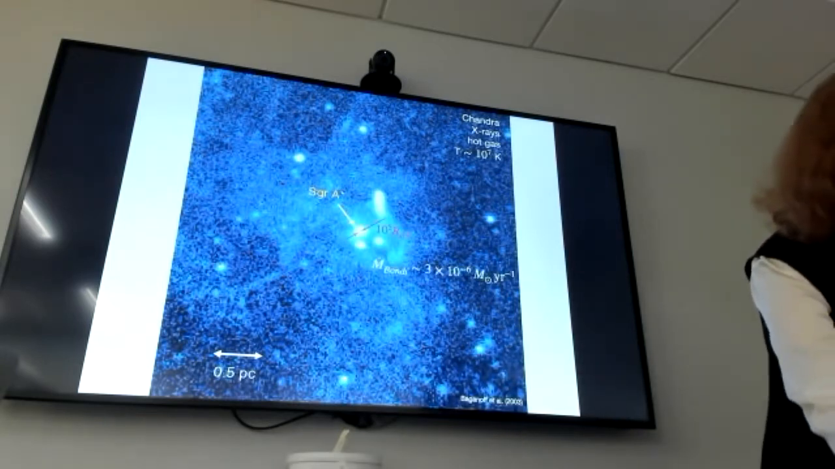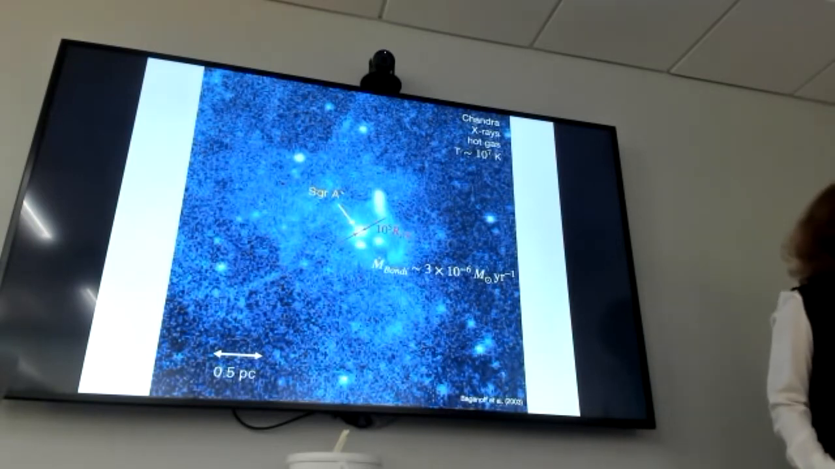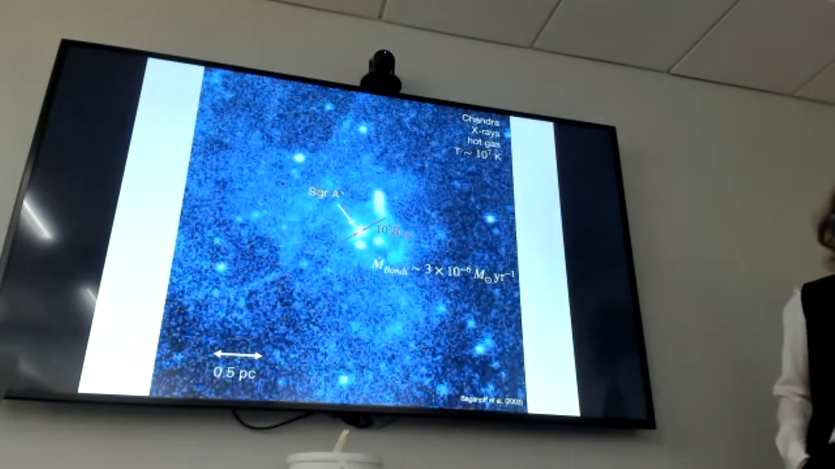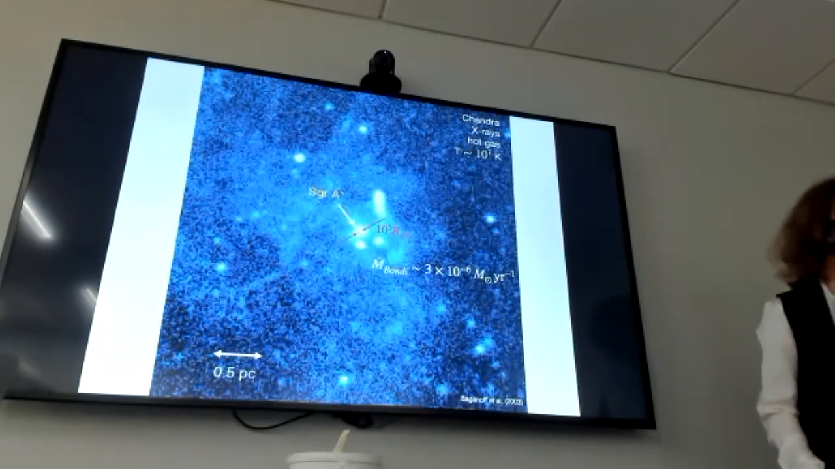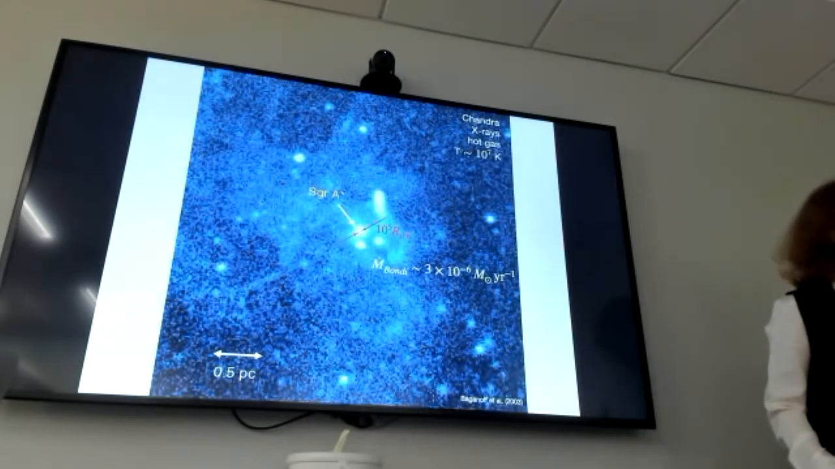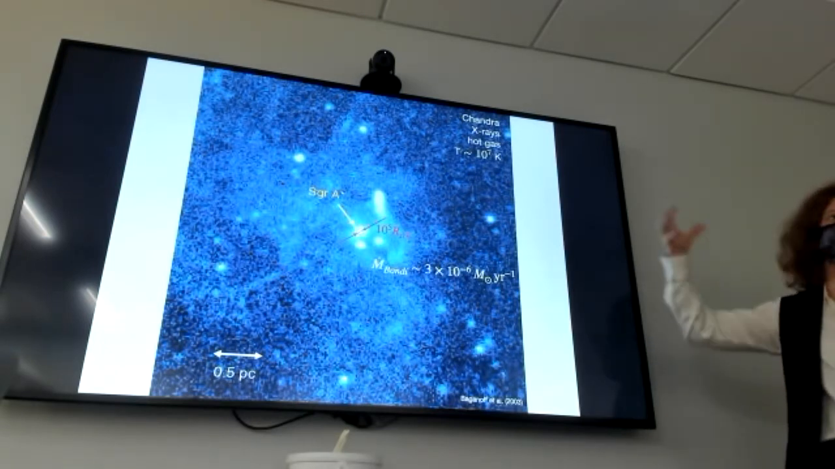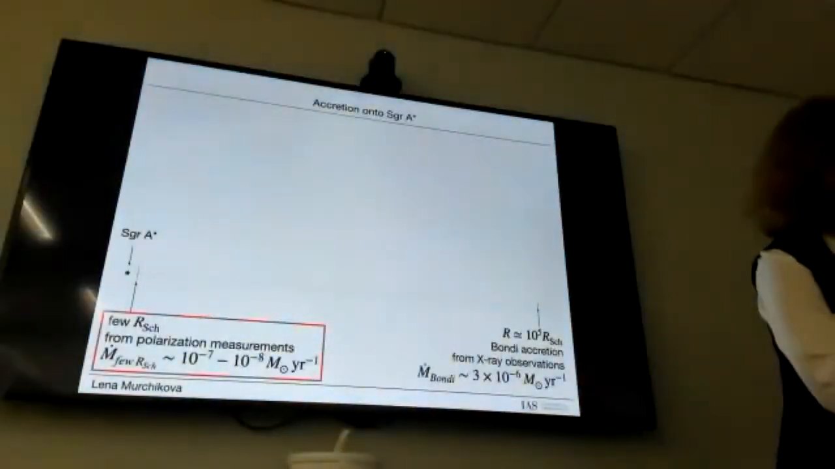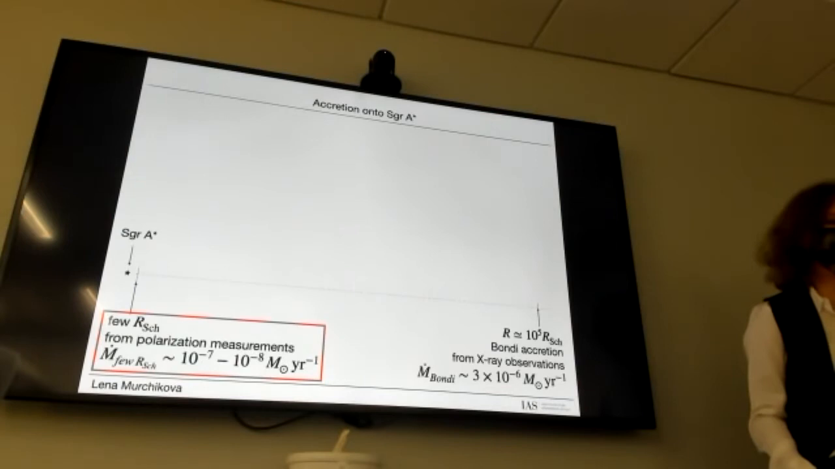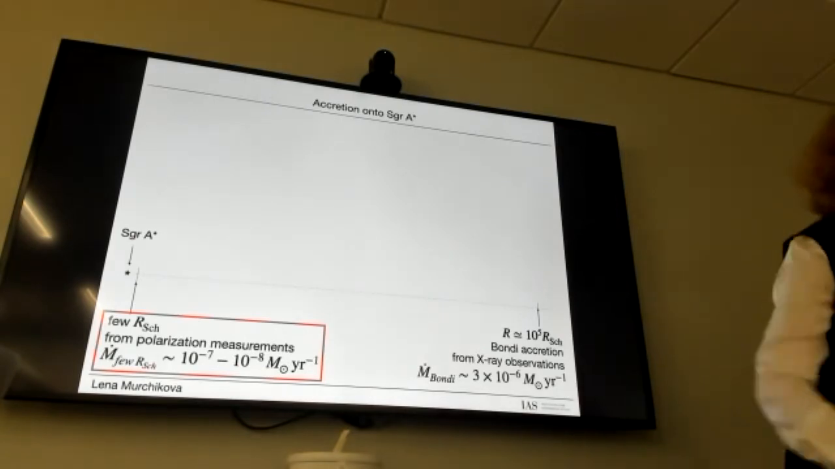Why does this only give us information about 10^5 Schwarzschild radii? It's because of this. This little dotted circle is 10^5 Schwarzschild radii, 1 arcsecond. And it's matching Chandra's resolution. So you can't get any information at scales smaller than this from X-ray observations. We also know from observations that the accretion rate at a few Schwarzschild radii is around 10^-7 to 10^-8 solar masses a year. This we know from polarization measurements.